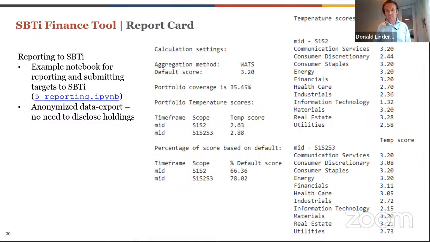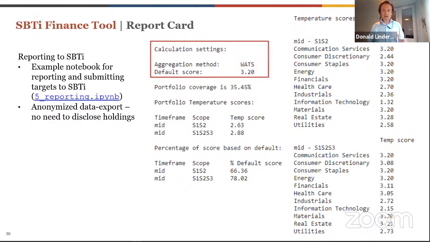But this is number 5 in the pre-made notebooks that we made for you, and that gives you a first sort of report card on what kind of settings we used. So here we can see that we actually did use this weighted average temperature score aggregation method, and we used the default score of 3.2.